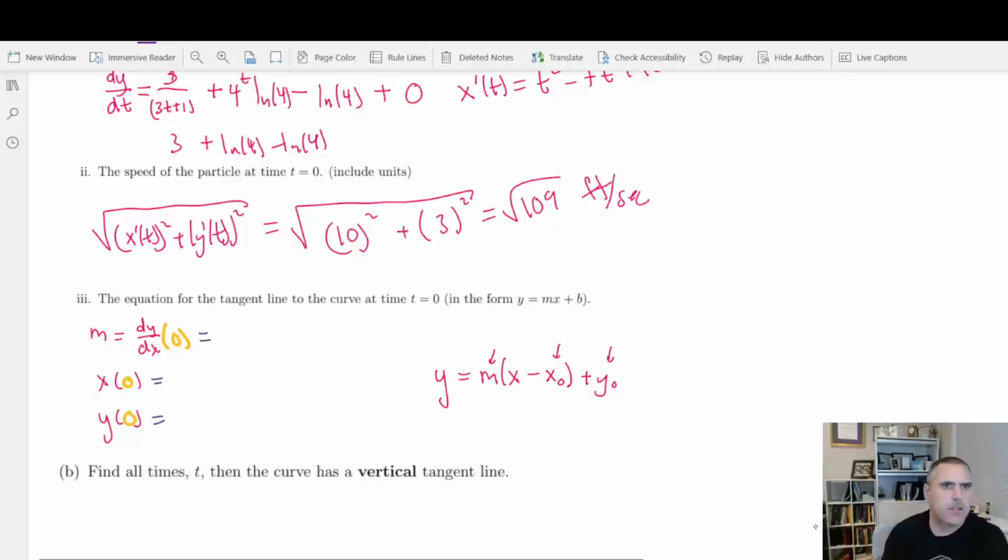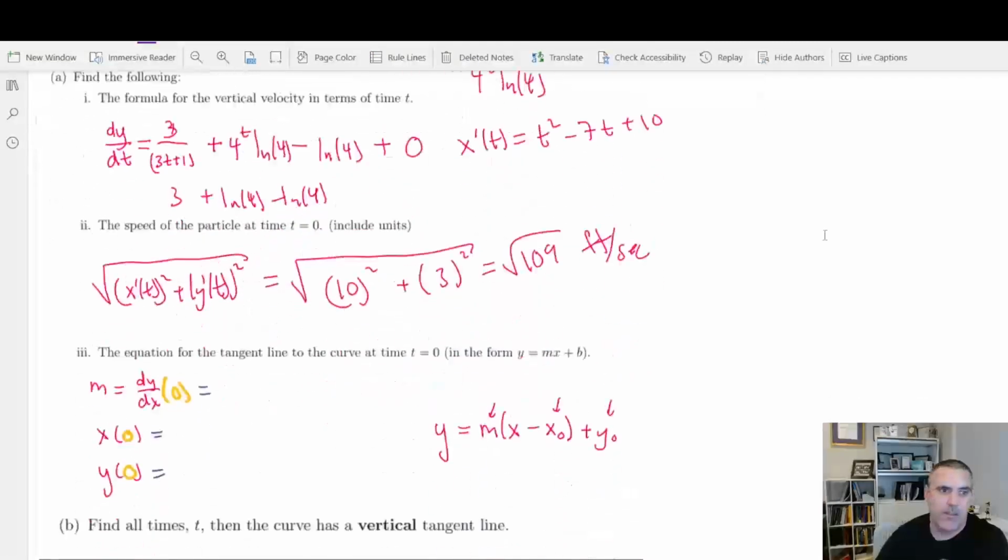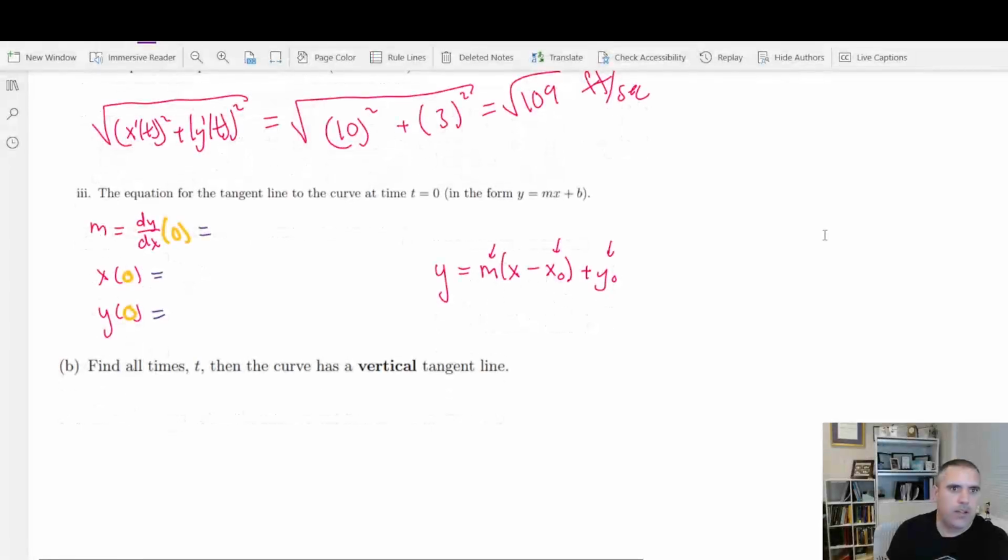So anyways, what do we got here? If I plug in 0 to the original things, I get a 2 for x, and log of 1 is 0, e to the 0 is 1. So actually I get 6 for y. So I get 6 for y and 2 for x. So this is 2, this is 6.